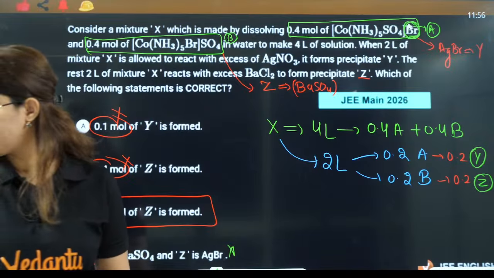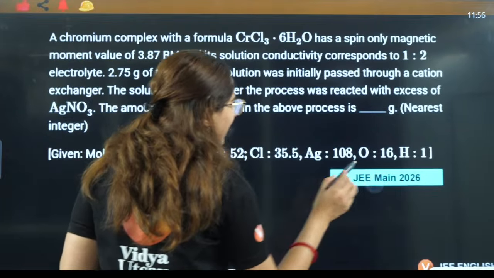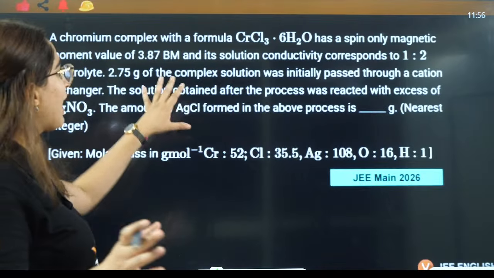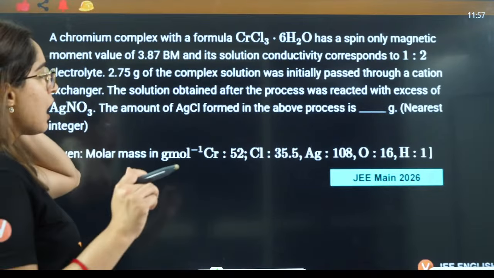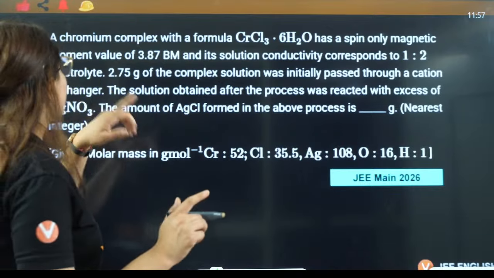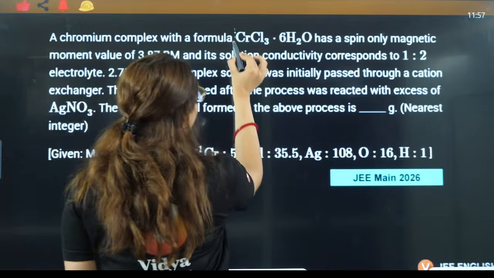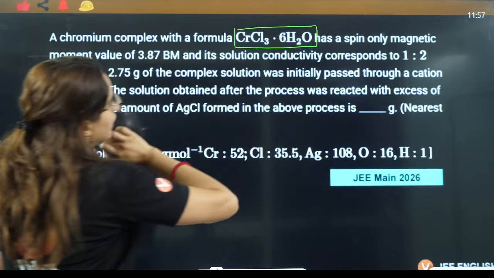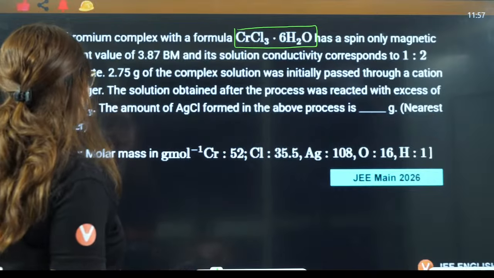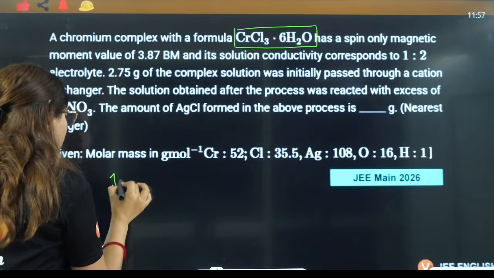Done? Chalo. Now let's understand this question. It is a mixture of mole concept and coordination chemistry, asked in the 2026 January attempt. A chromium complex with this formula has a spin-only magnetic moment of this value, and the solution conductivity is 1:2.